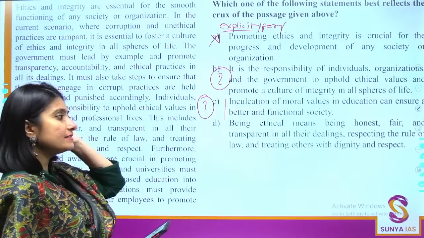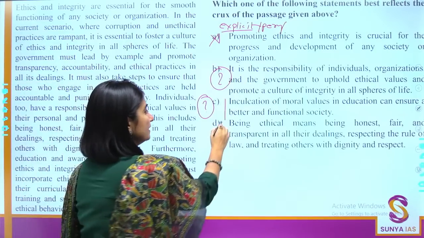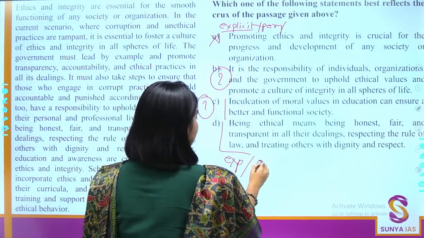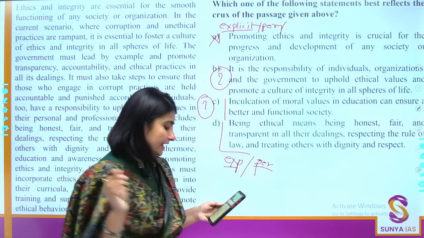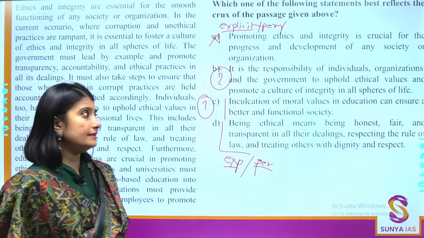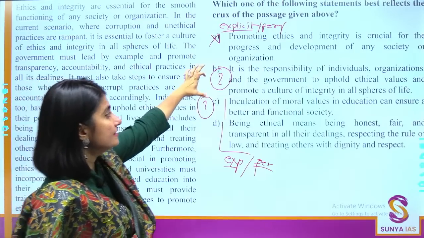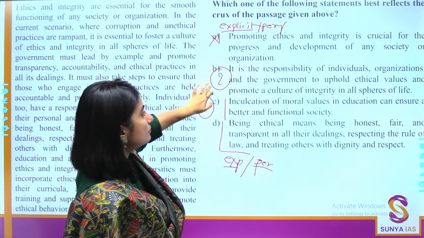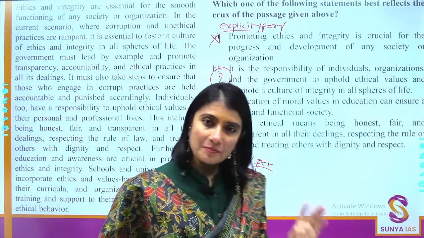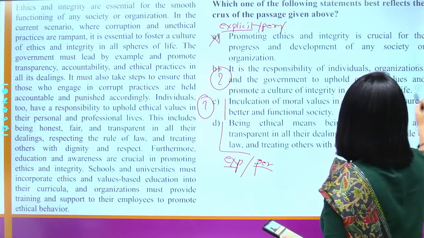Being ethical means being fair, honest and transparent in all dealings, respecting the rule of law. Isn't this explicit? And isn't this also a peripheral idea? Anything that is explicitly given will be a peripheral idea. So yes, this talks about the role of people and what we have to do to promote ethical practices. Awesome guys, I'm very happy with the way you're doing. Keep it up.